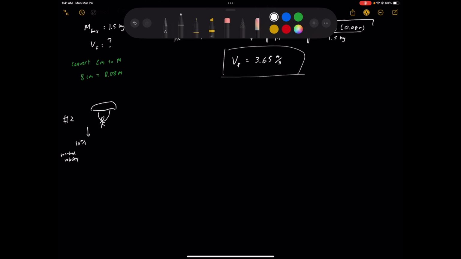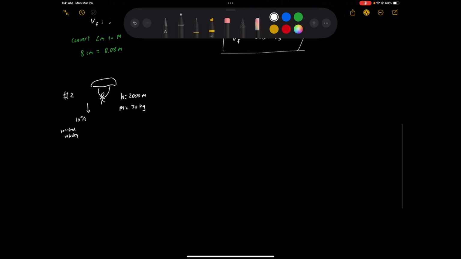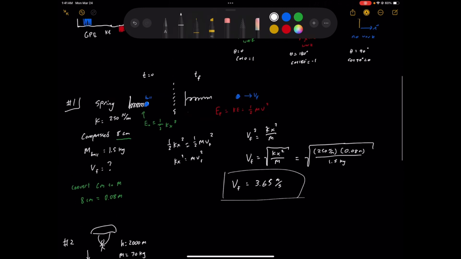And at this point, we know that he's at a height of 2,000 meters. He has a mass of 70 kilograms. And what we need to do is see how the energy is distributed in the system. So this part here is the initial energy of the system.